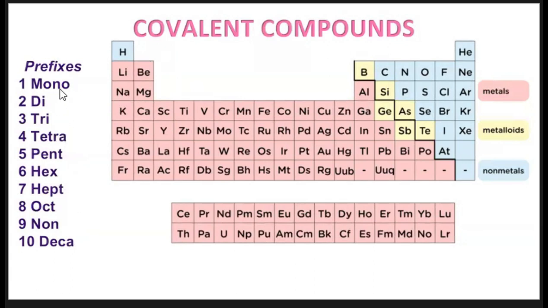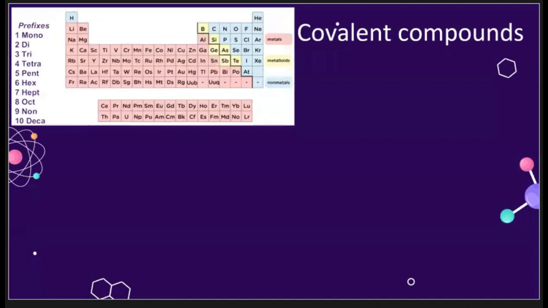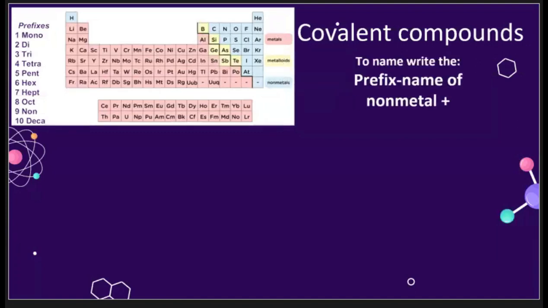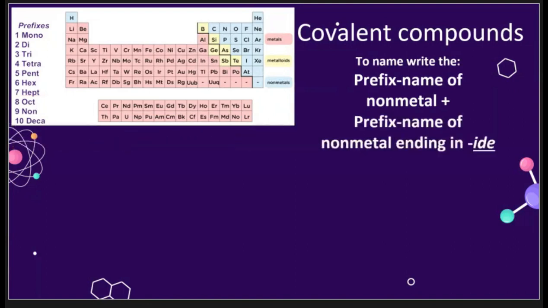So mono is sometimes not used because the name itself indicates that you have one atom of that element in the compound. So sometimes hindi na siya ginagamit, but sometimes ginagamit. So pag sinabing mono, 1. And so let's have an example here. To name covalent compounds, all you need to do is write the prefix and the name of the first non-metal plus the prefix and name of the second non-metal that ends with IDE. For example, carbon and oxygen, and we have di as the prefix of the second element. So here we have carbon dioxide.